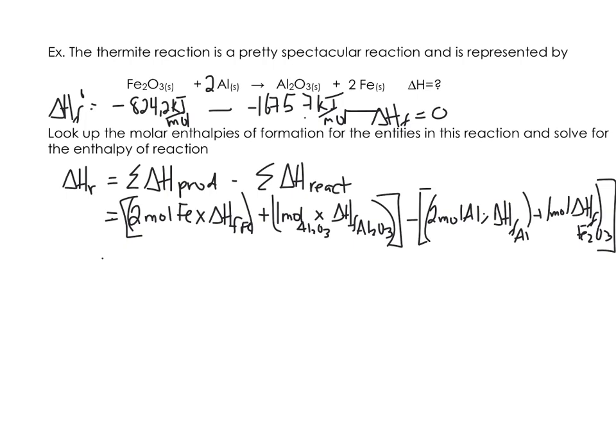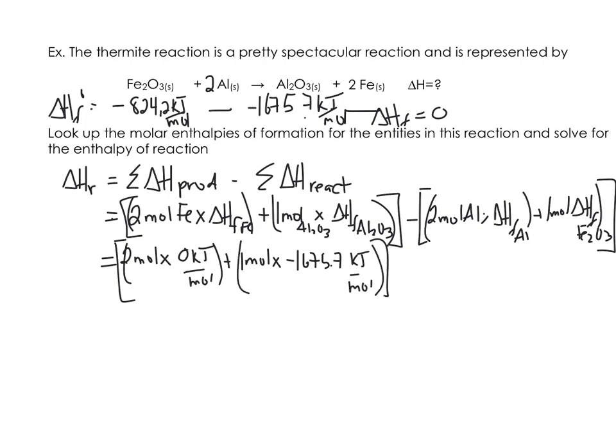Okay, so we've got 2 moles times 0 kilojoules per mole plus 1 mole times negative 1675.7 kilojoules per mole minus 2 moles times 0 kilojoules per mole plus 1 mole times negative 824.2 kilojoules per mole.